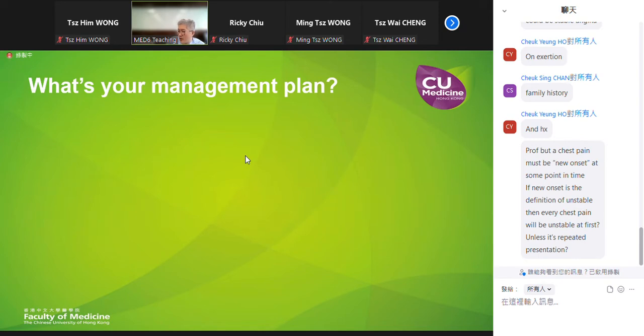So I'm not saying everyone with new chest pain is called unstable angina, but if you're thinking of ischemic chest pain as new onset, then you will consider it as unstable. I'm not saying all of them is unstable angina. But if it's new, never before, then it's not stable until the patient proves that the symptom had a stable pattern. So you can't call it stable angina.